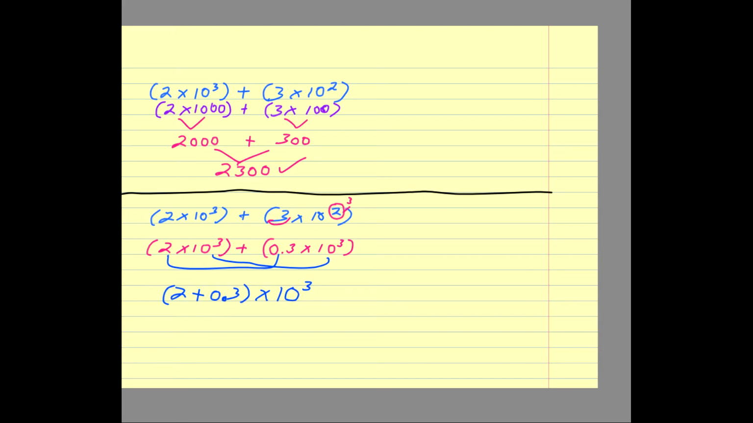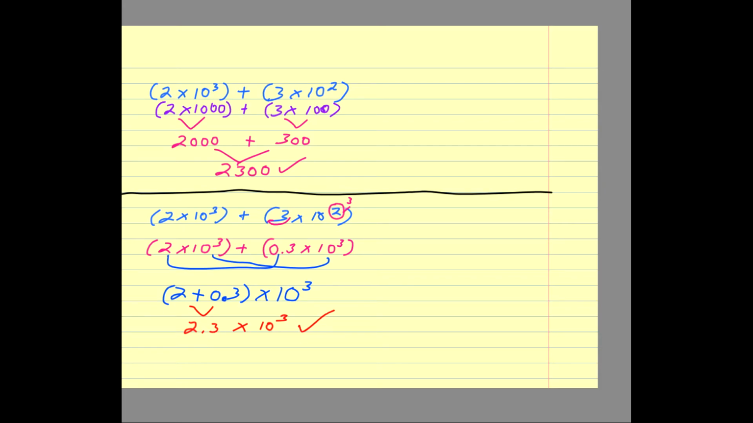That's why I only need to write it once, because both numbers will still be multiplied by that term. So watch what I do next. Let's go back to our parentheses here and add these two numbers. That'll be 2.3 times 10 to the third. Now this is what you need to know. That's my answer in scientific notation.